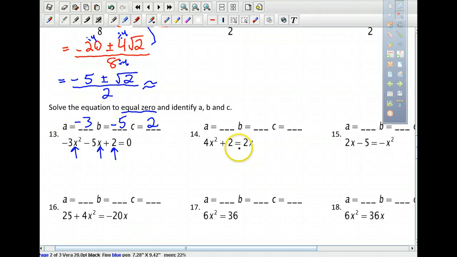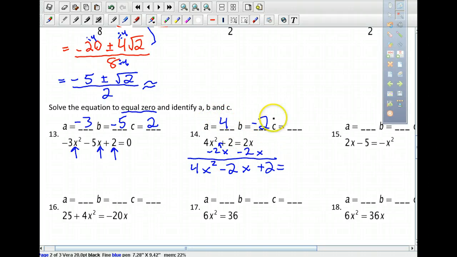So like right here, you notice how this is not equal to 0. So you have to subtract 2 on both sides. And you have to realize this is negative 2x. It goes between the 4x squared and the 2. Always in descending order. So we have A equals 4, B equals negative 2, C equals positive 2.